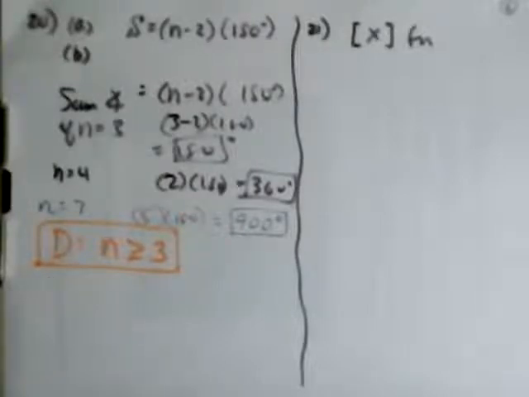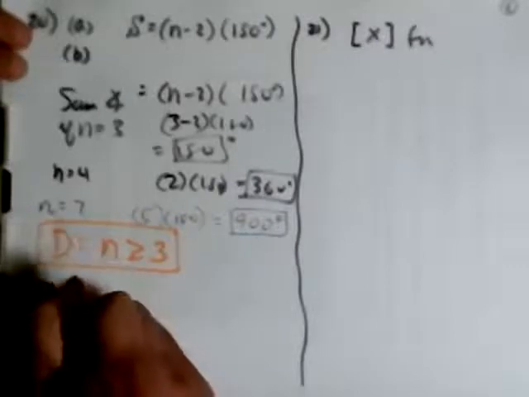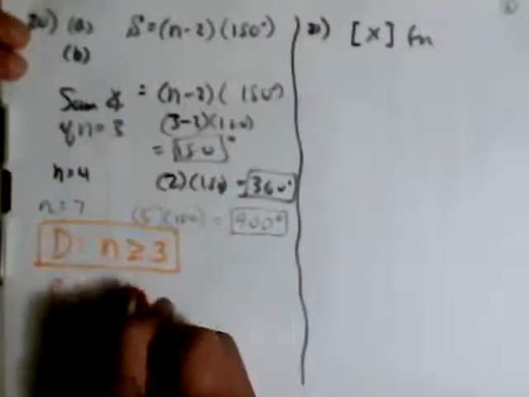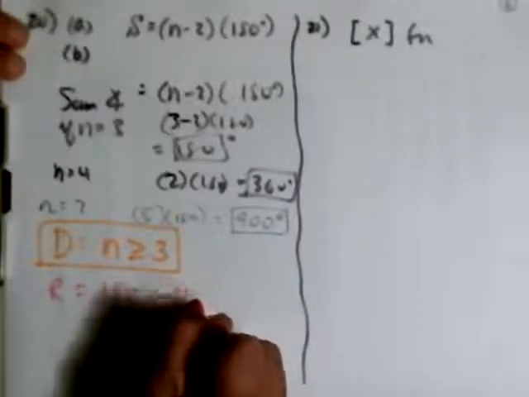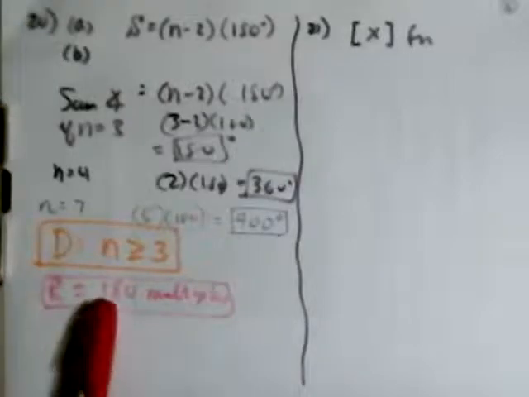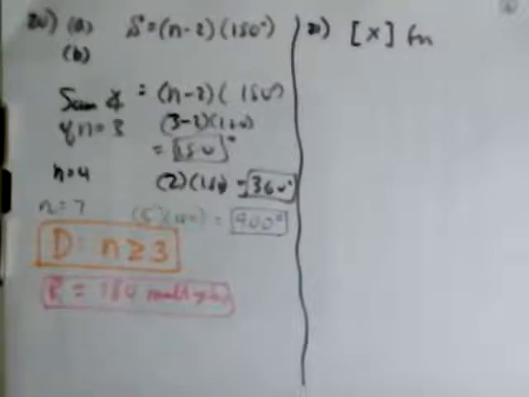What's the range of values that comes out? The range of values is equal to multiples of 180. 180 times 2 is 360, times 3 is 540, times 4 is 720, times 5 is 900, times 6 is 1080, etc. Okay, guys.